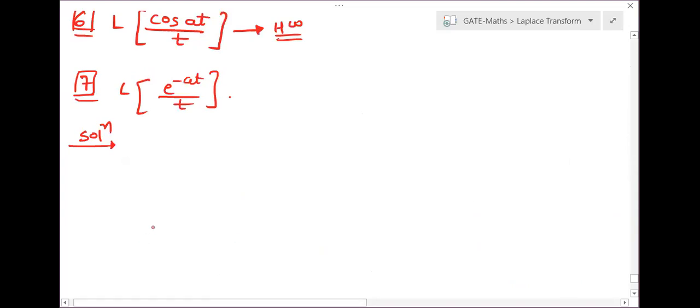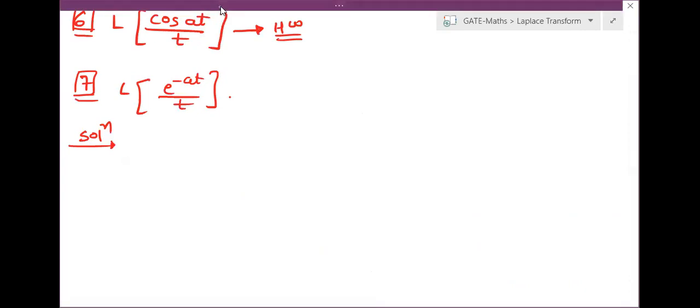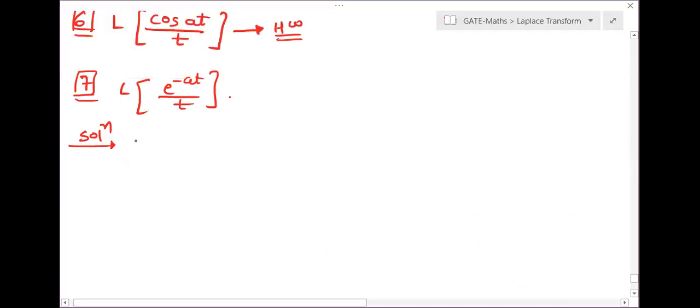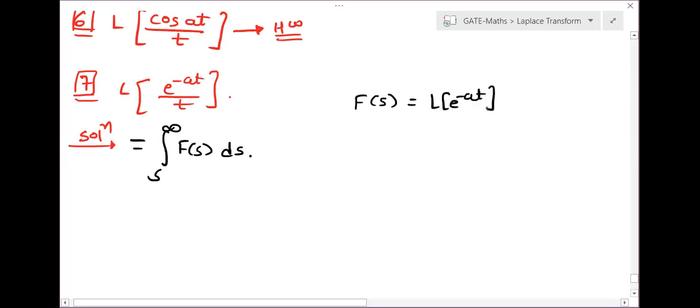So we cannot find Laplace of 1 upon t. So how can we find this? Definitely we have to use one single method, that is the division by t approach. So if it is divided by t, its answer should be integral from s to infinity of f of s ds. And how are we going to find this f of s? f of s is equal to Laplace of e to the power minus at. Now what is Laplace of e to the power minus at? 1 upon s plus a, or not? Please give me some response. So it is equal to integral from s to infinity, f of s is 1 upon s plus a, ds.